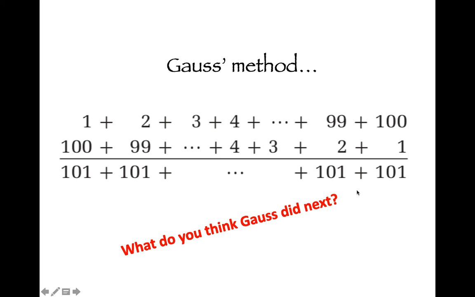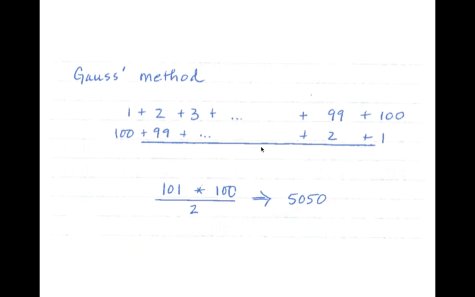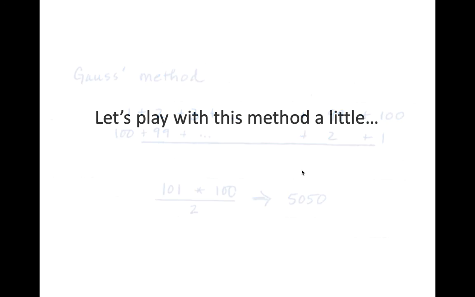So the question would be, what do you think Gauss would do now? Well, you see, he's listed these numbers, 1 to 100, twice. So what he did was he took 101 and multiplied it by 100, but then he divided it by 2 and got an answer of 5,050. So it's a very simple, streamlined, clean method of adding up a string of numbers.